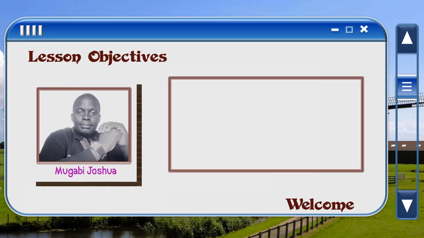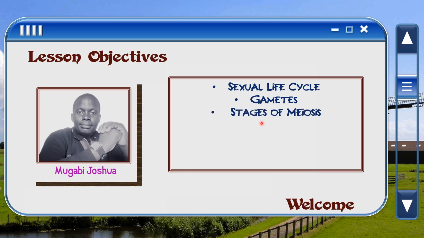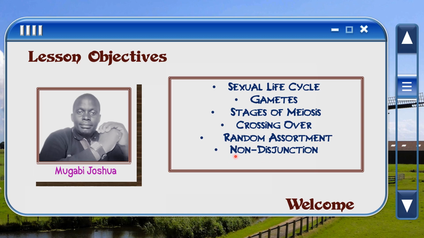Lesson objectives. Today we are going to look at sexual life cycle, gametes, stages of meiosis. We shall look at crossing over, random assortment, non-disjunction, and karyotyping.